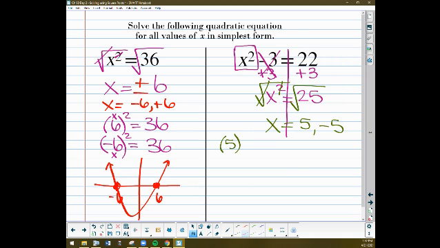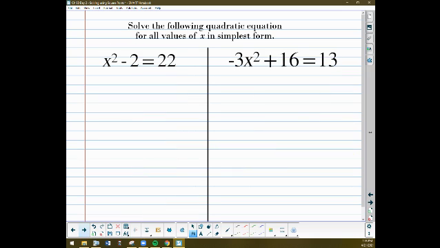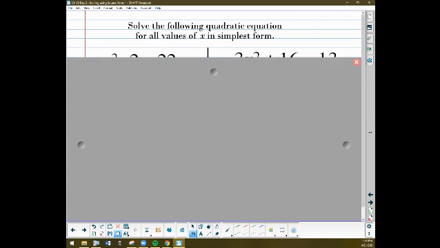Because 5 squared is 25, and negative 5 squared is also 25, okay? So you could write 5 and negative 5, or you can write x equals plus or minus 5. So it's kind of a more concise way to write my final answer. So if I plug either of those values in for x, I will get 25. Okay? So we're going to continue to build, get a little bit more difficult.